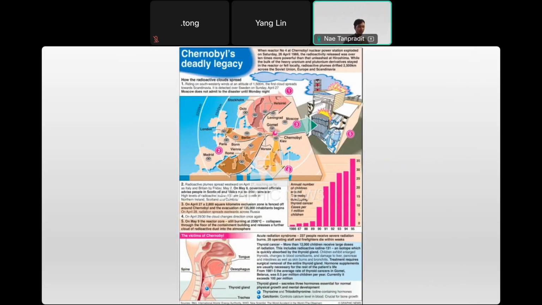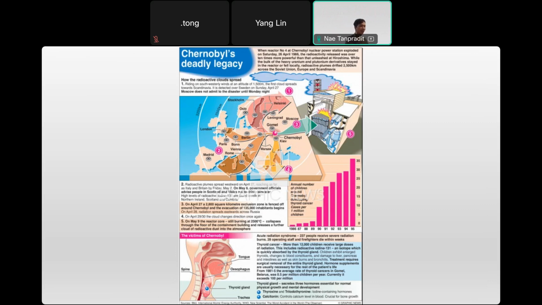It affects many organs. It causes cancer. It changes the thyroid gland and causes thyroid cancer also.